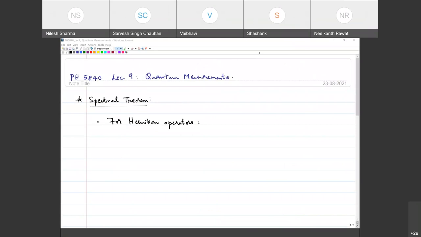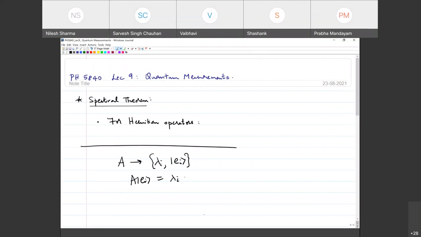Okay, so wait, let me understand your question. You're saying that we have an observable A, right? And you have associated with it some eigenvalues and eigenvectors. Now you're saying that if A acts on e_i, you get lambda_i e_i. So you want to know what happens when A acts on a general state psi, right?